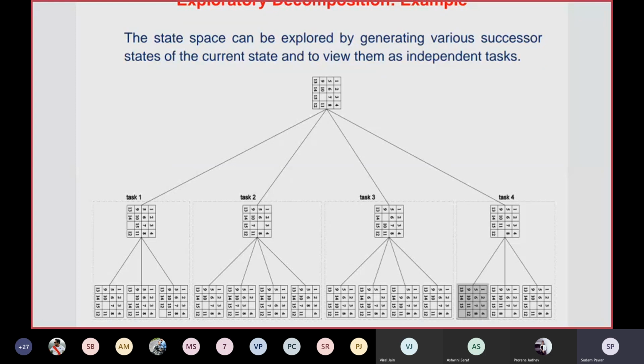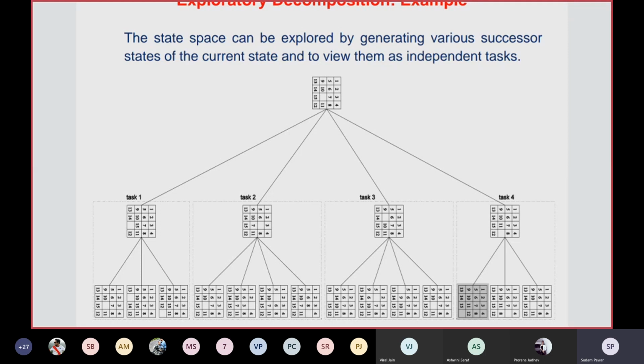For task 2, again 4 substates will be there. Task 3, again 4 substates are there. And task 4, 3 substates are there, if you see. Because in case of task 1 and task 4, only movements left, right, and down are possible, right? And in case of task 4 also, movements up, down, and right only are possible. That's why 3 substates are there.